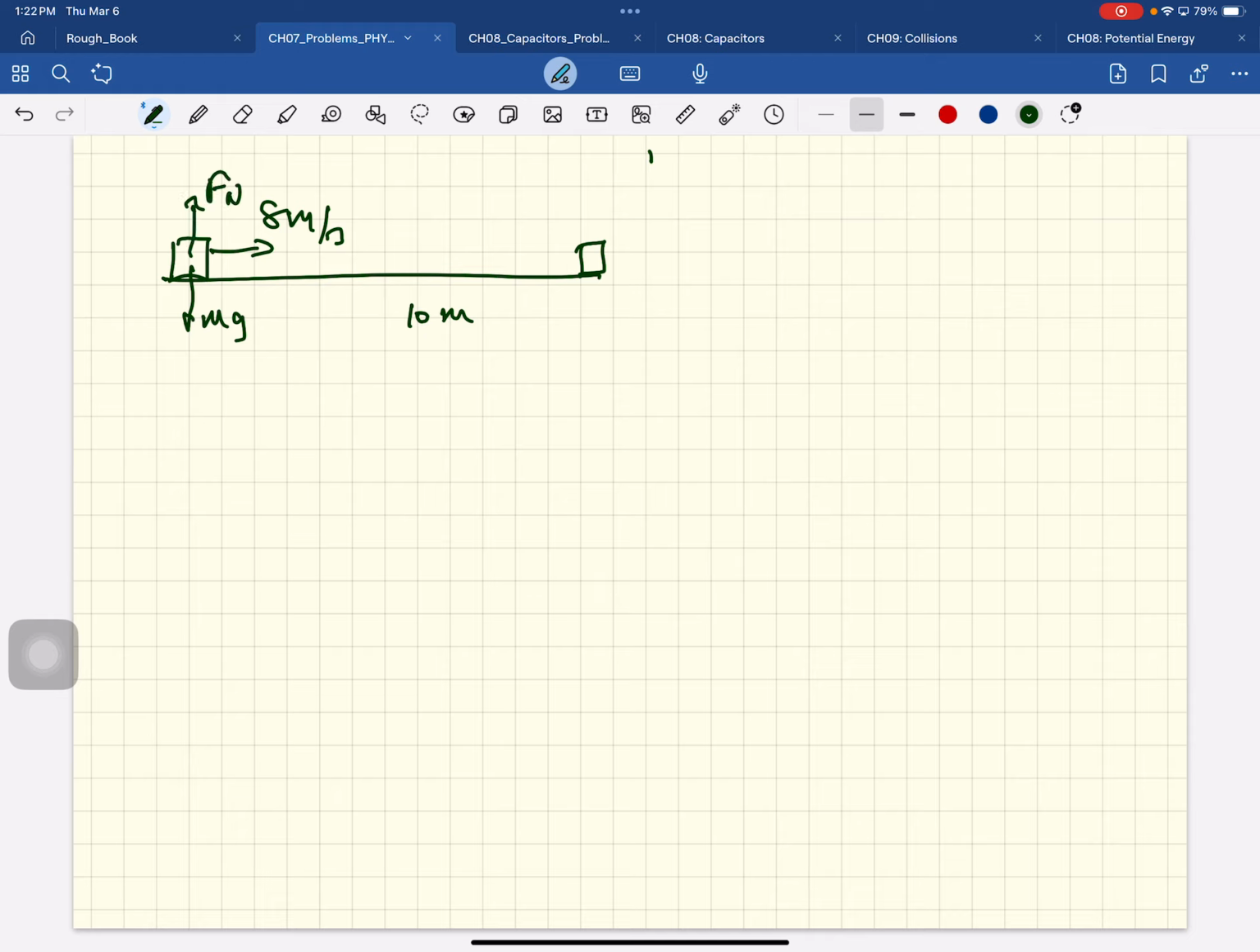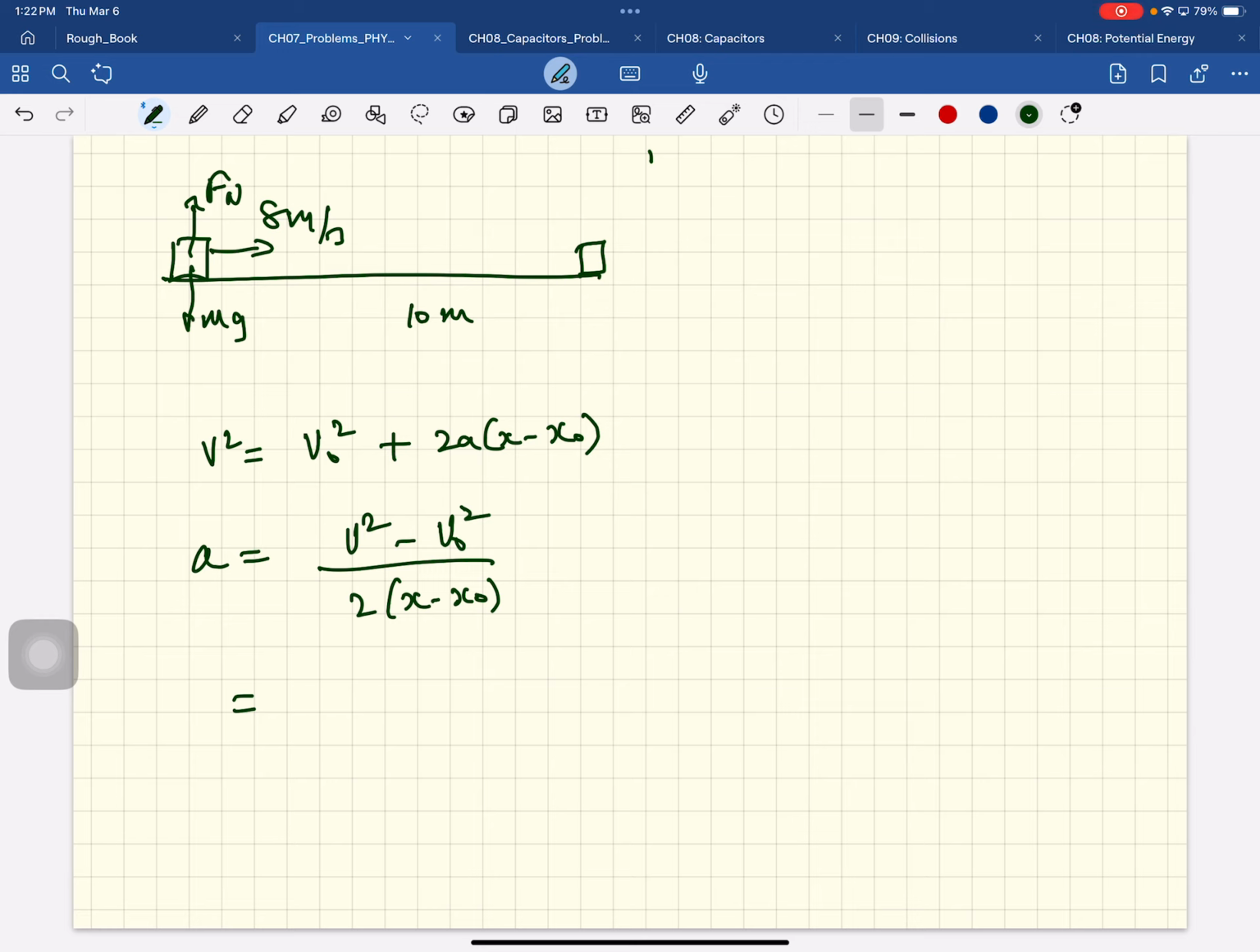Let's first calculate the acceleration. V squared equals V naught squared plus 2a times x minus x naught. Final velocity is 0. So 0 minus 10, x minus x naught is 10 meters. So acceleration is negative 5 meters per second squared. The acceleration was pointing in that direction.